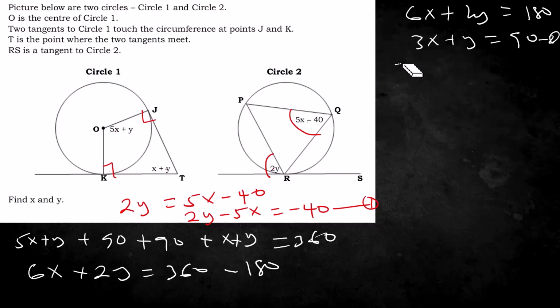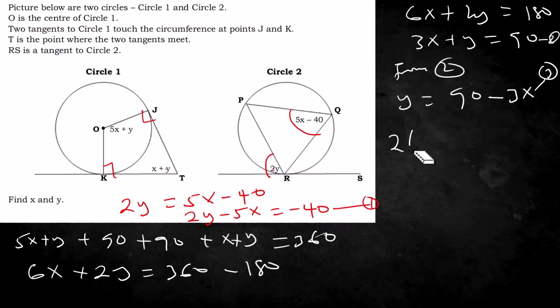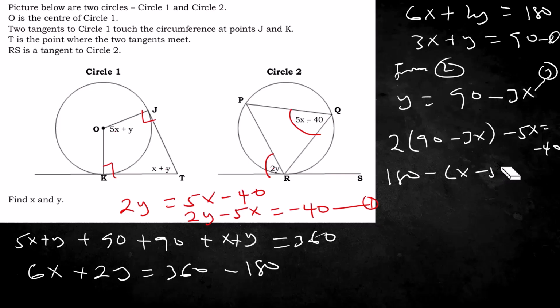Now from equation 2, y is the same as 90 minus 3x. Let's call it the third equation. So substituting 3 into 1: 2 times y, but y is 90 minus 3x, minus 5x equals minus 40. We have 180 minus 6x minus 5x equals minus 40.